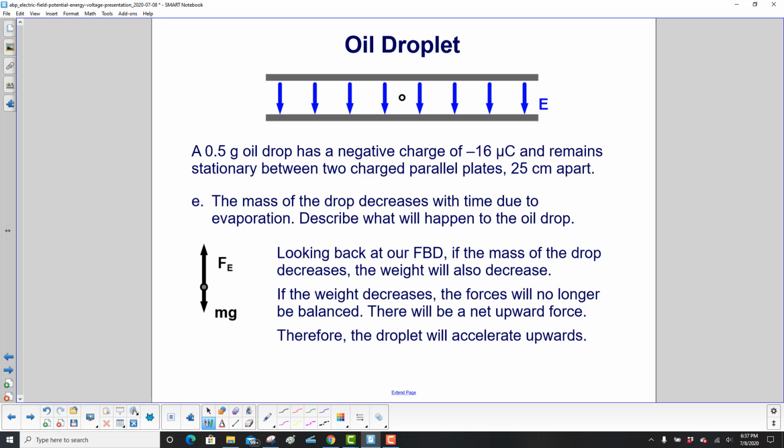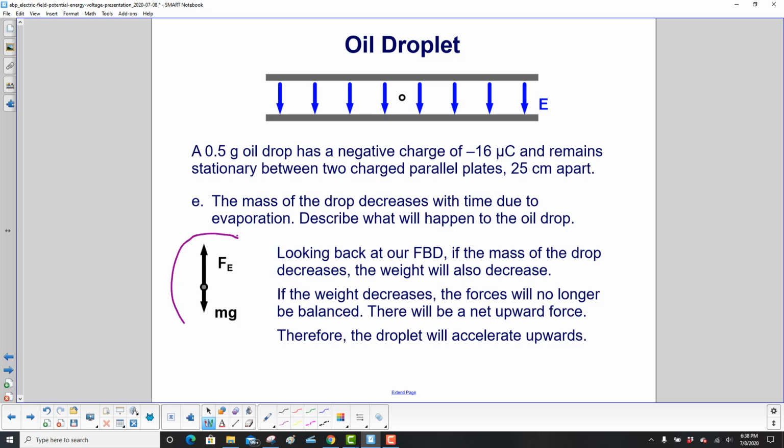Over time, the mass of the drop decreases due to evaporation. And this is why in the Millikan oil drop experiment, the first time people did it, they used water drops. But guess what? Water evaporates pretty quickly. So oil does not evaporate as quickly, but it will to some degree. So what will happen to the oil drop?